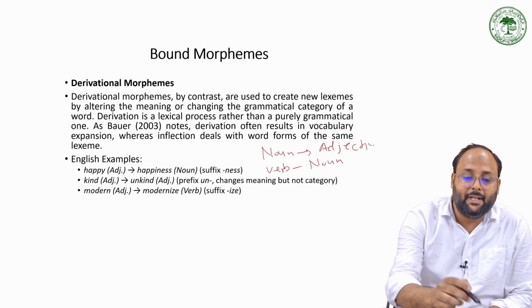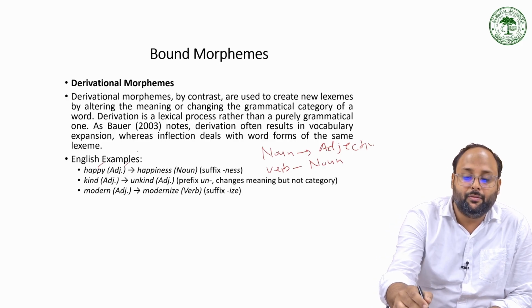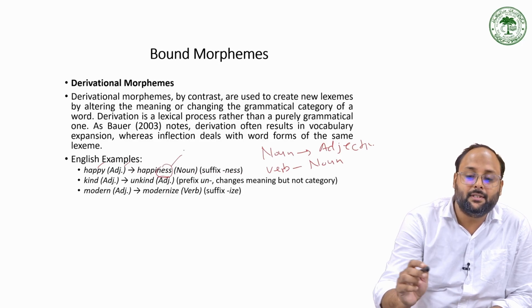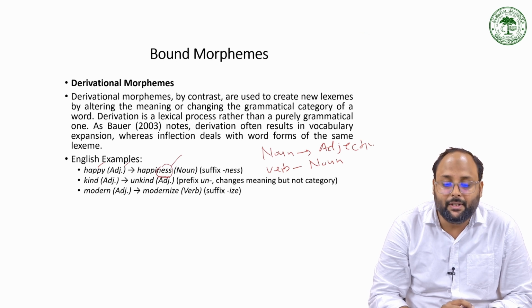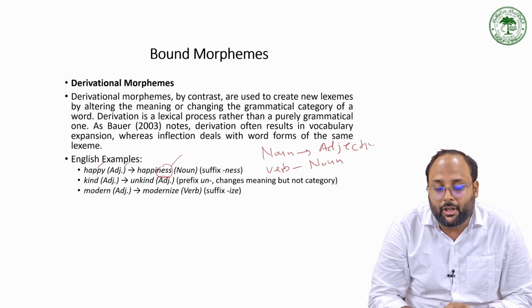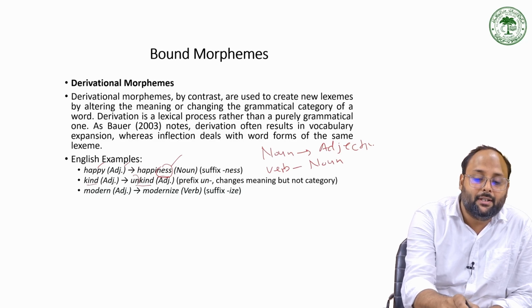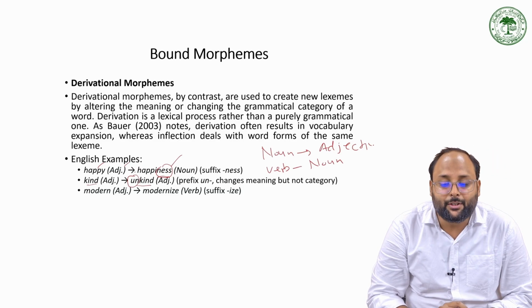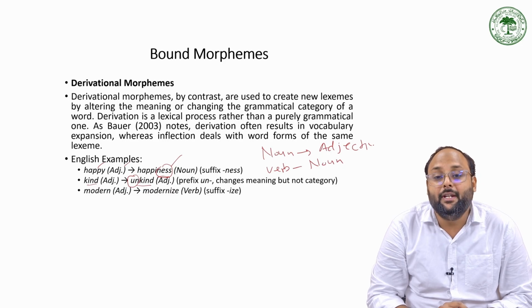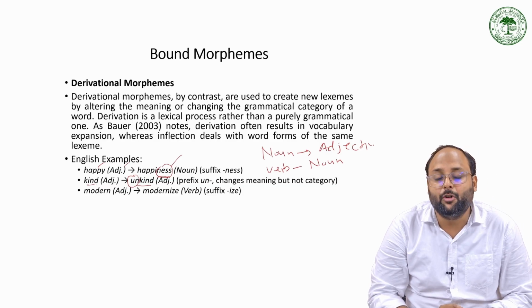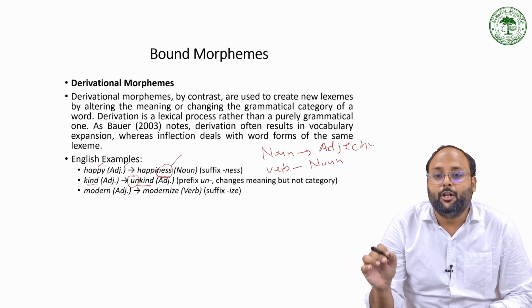Here we have an example like happy, which is the adjective. When we add the derivational affix ness, or the derivational morpheme ness, it makes it a noun. In the same way, we have kind, which becomes unkind by the derivational prefix. That changes the meaning to negative. It is also creating a different meaning. So it is by the derivational morphemes that we can change the parts of speech.